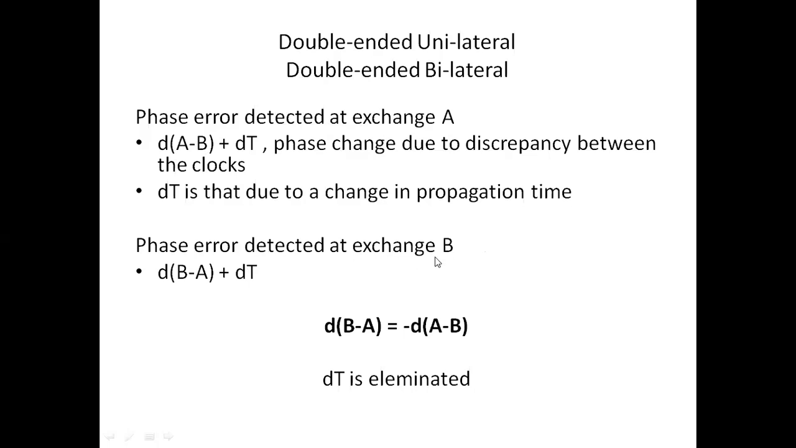Similarly, at exchange B, the phase difference between its own clock and that of the exchange is given by d of B minus A, plus the clock frequency drift due to the propagation delay.